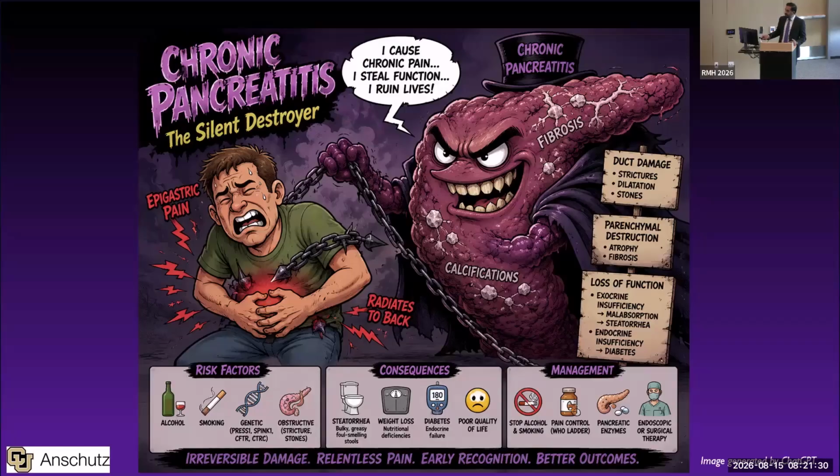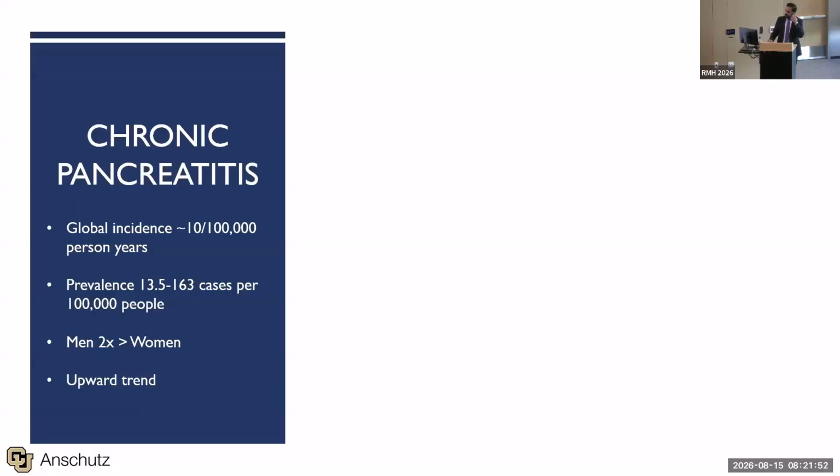But what I really liked is that it's irreversible damage, relentless pain, but early recognition can lead to better outcomes. And I think this is really important. And where we struggle with this disease is, unfortunately, a lot of the patients that we catch are too late. And my hope is that, as our research progresses, we'll be able to find these patients sooner. But are there things that we can do? So let's talk about chronic panc a little bit more.